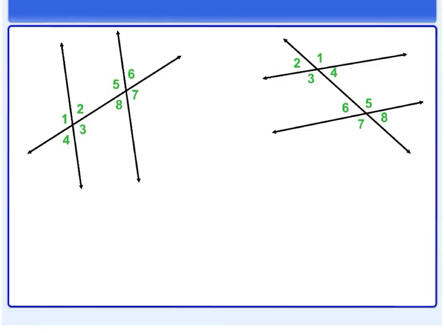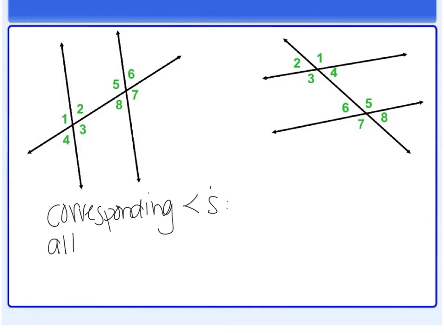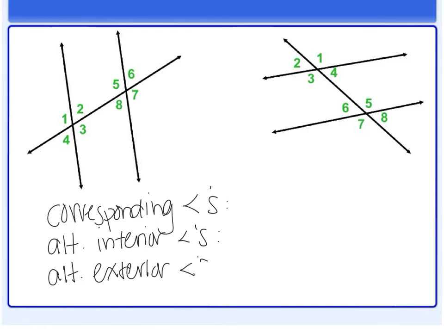Let's use these diagrams just to review a little bit of what we talked about. We talked about three types of angles in this video. We talked about corresponding angles, and I'm going to use the symbol for angles. We talked about alternate, let's abbreviate alternate, interior angles. And we talked about alternate exterior angles. Let's use the two diagrams above. Let's call this one diagram A, and we'll call this one diagram B.